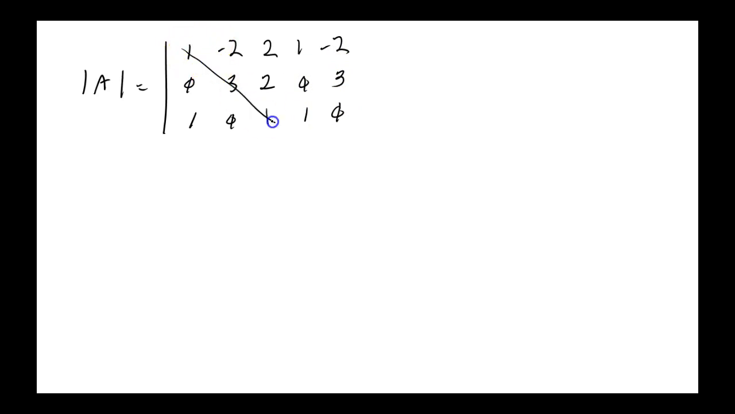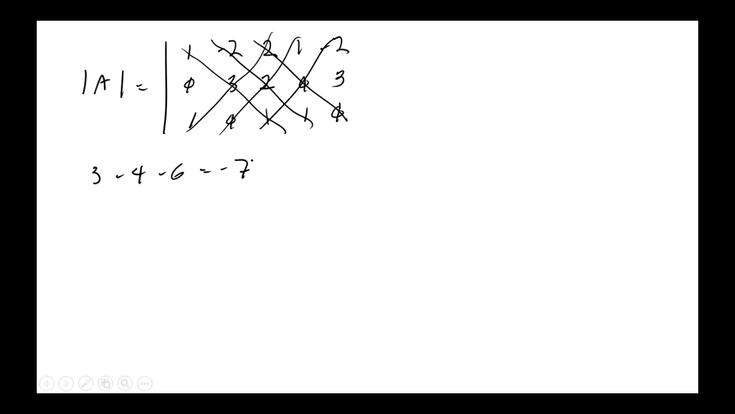Okay? Do our diagonals, and this will be 3. This will be minus 4, and this will be 0. Up diagonals, minus 6, 0, 0. So this will be minus 7. That's the determinant of A. Let's do the determinant of B. If it was easy to do row reduction, it's also going to be easy to expand on the 3 by 3s. So let's do determinant of B.